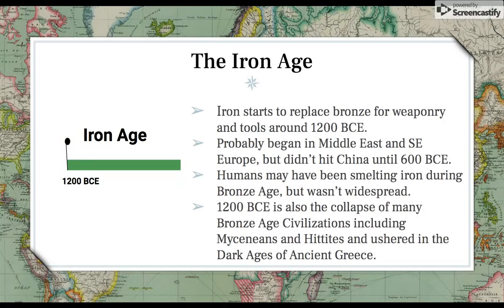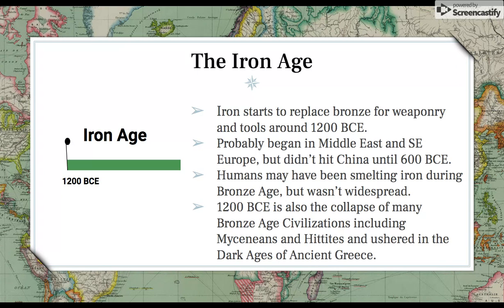And then the last of these ages is the Iron Age. This is when you start to see the smelting of iron, and it's going to replace bronze. And it's going to be used for not only weaponry, though, but it's going to be used for tools, roughly around 1200 BCE. They think that it began in the Middle East and Southeastern Europe again, but it, interestingly enough, didn't hit China until years later, in 600 BCE. Humans, again, probably had started smelting iron during the Bronze Age, but it really, again, wasn't widespread until roughly 1200.